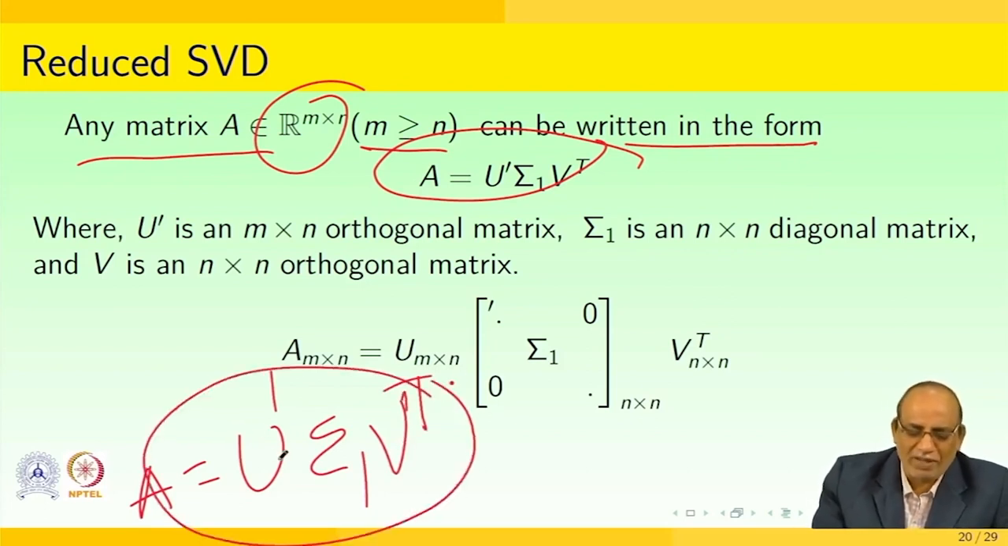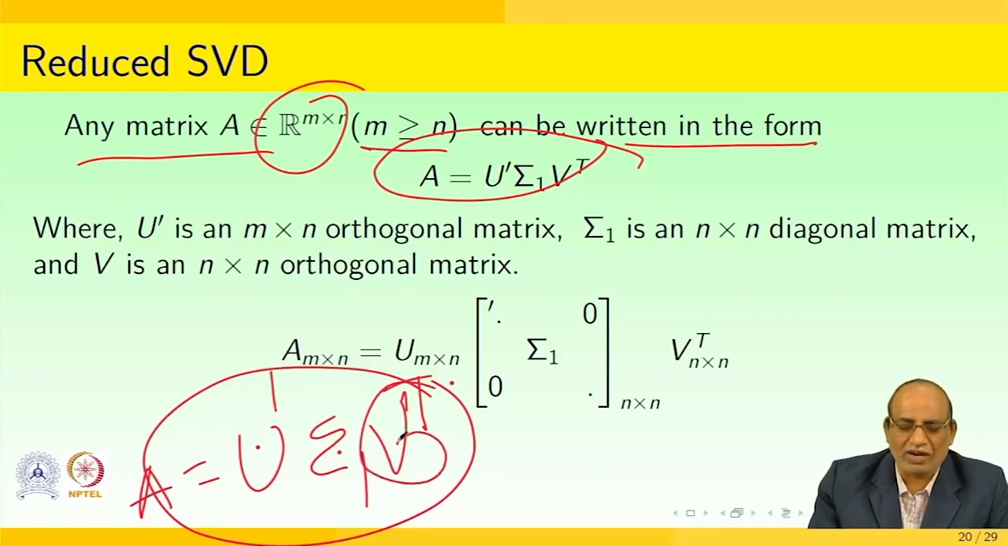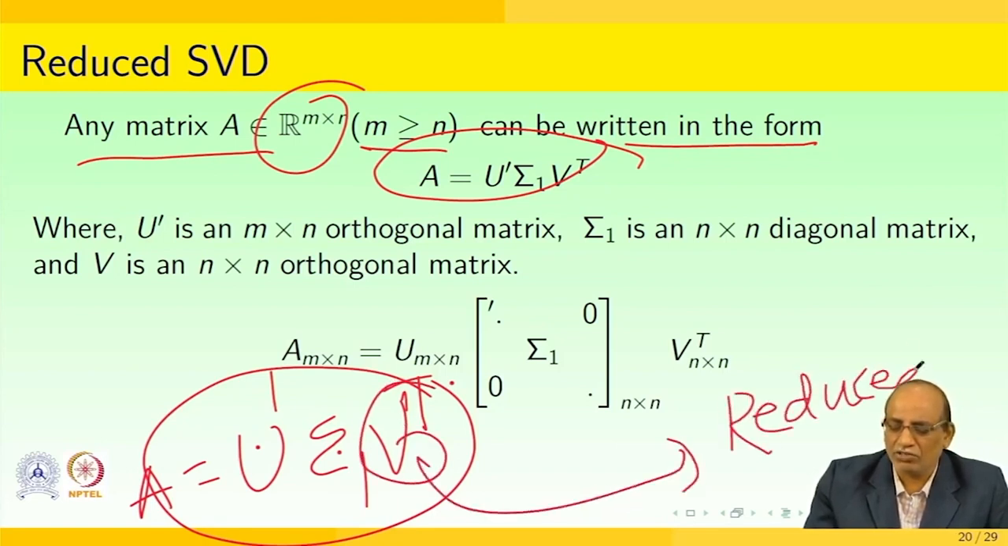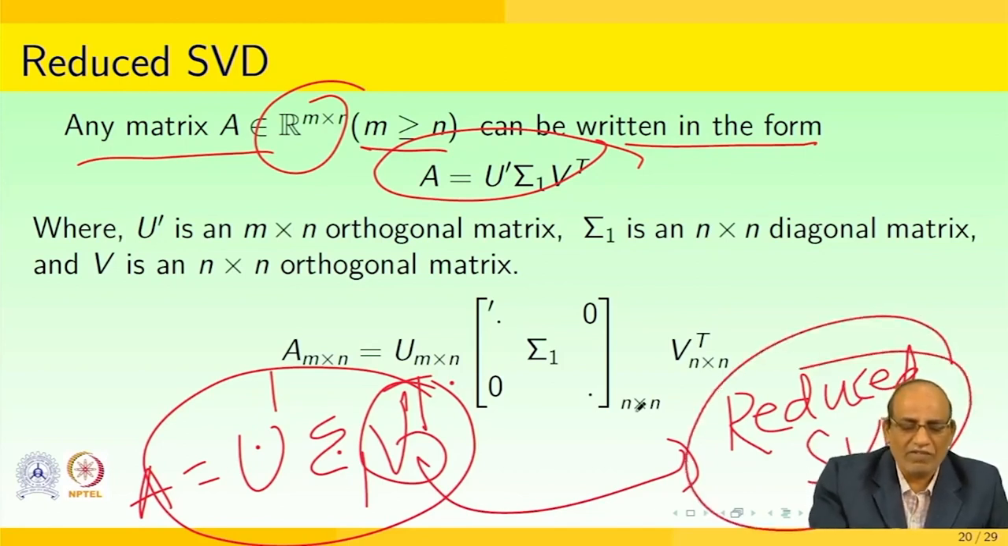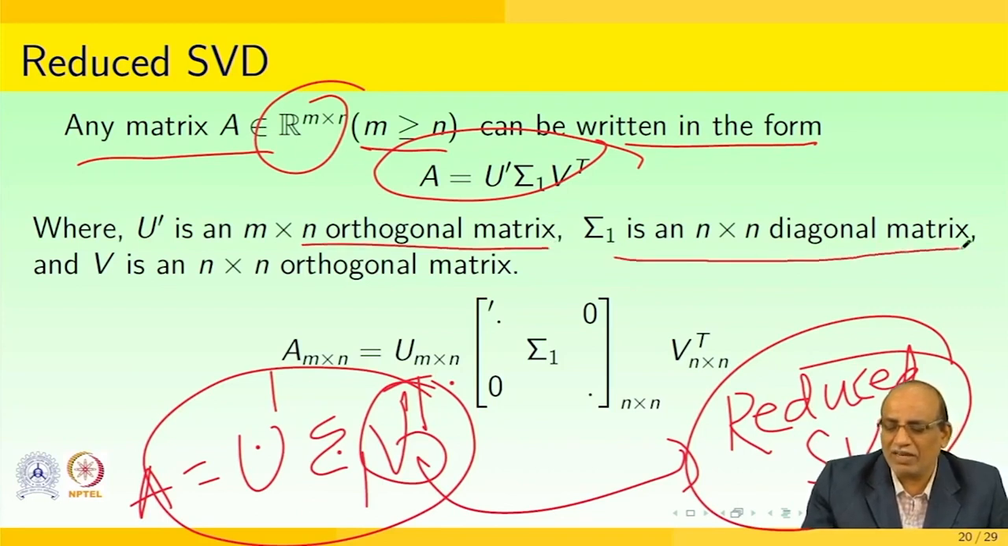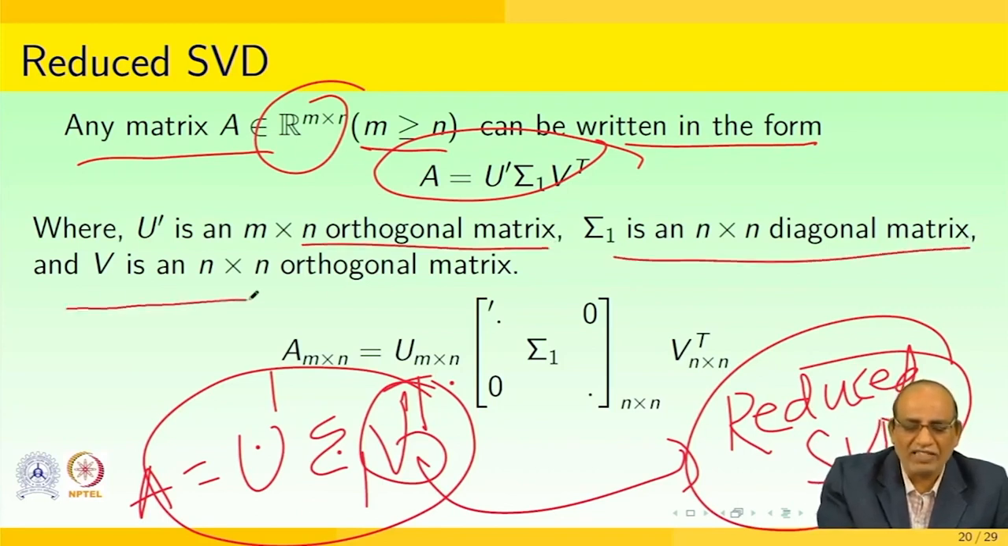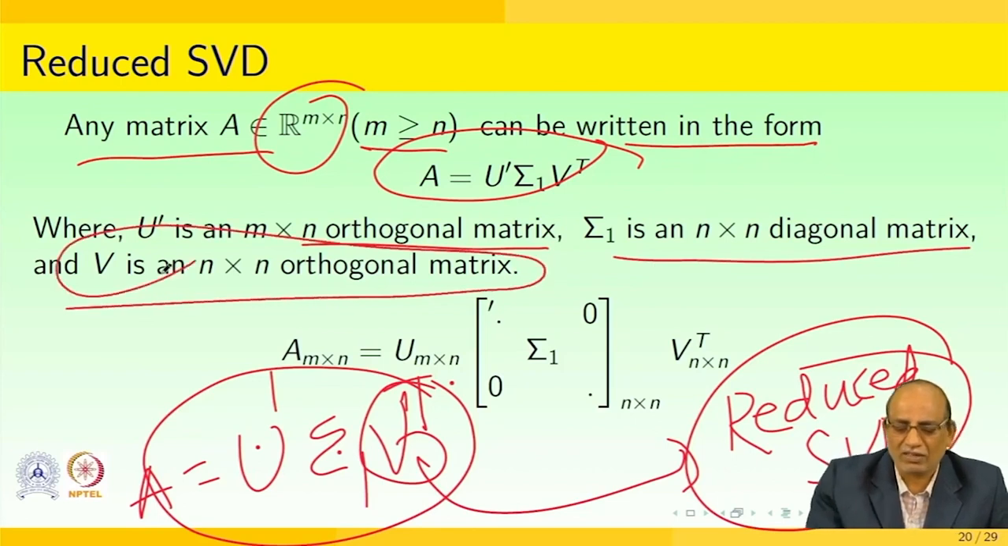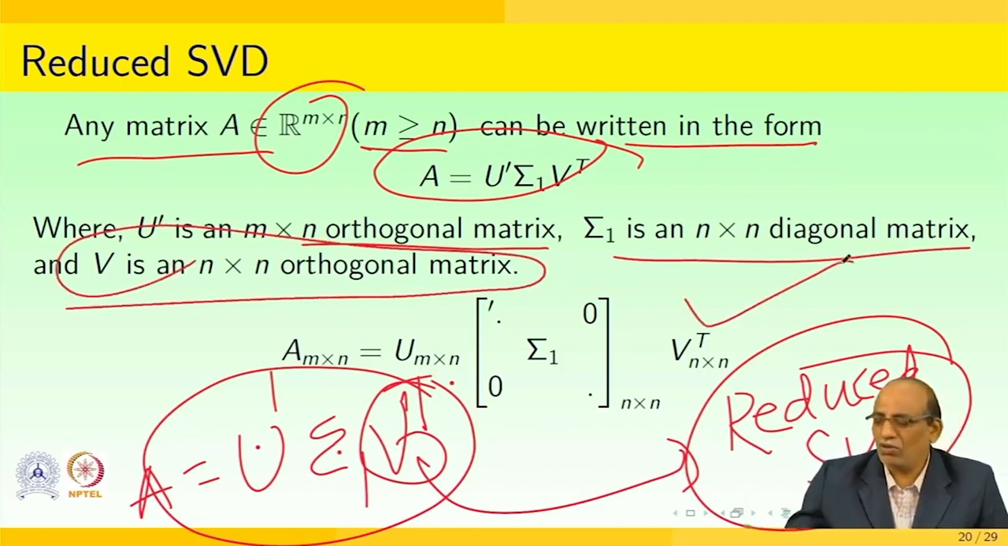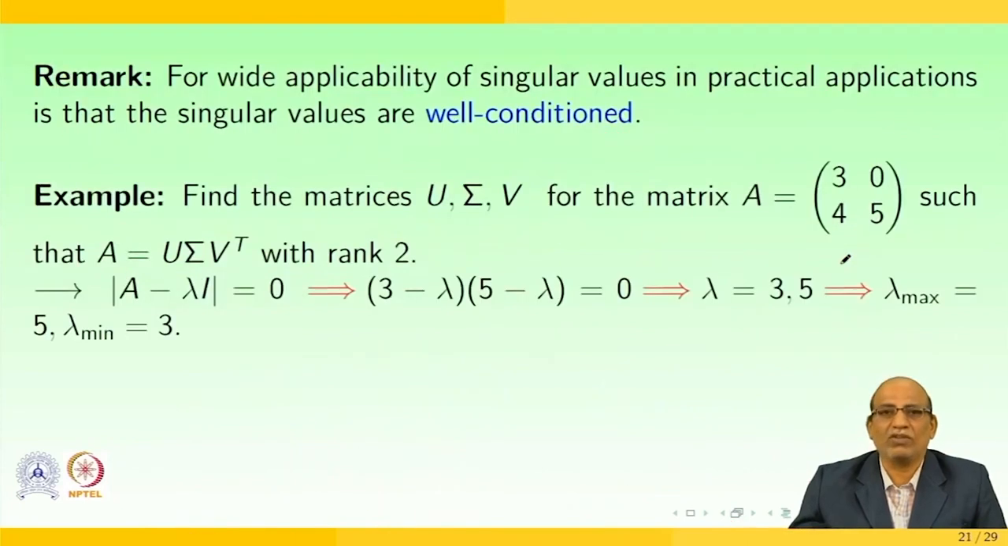So, U prime is a new matrix, Sigma 1 is a new matrix, and V1 transpose is also a new matrix, which we use as the reduced singular value decomposition. Here U prime is an m by n orthogonal matrix, Sigma 1 is an n by n diagonal matrix, and V is an n by n orthogonal matrix. With these things, we can make some remarks.